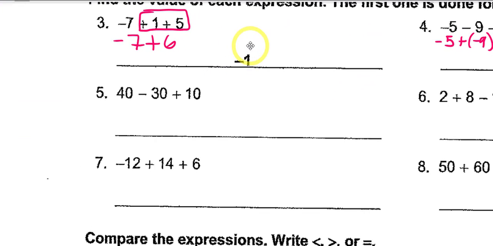Okay, number 5. I see I have a subtraction here, so I'm going to go ahead and change that. 40 plus -30, -30 plus 10. Okay. So I see that I have a +40 and a +10. So if I do those two together first, 40 plus 10 is going to give me a 50. So I just did the 10 and the 40 together. And then I'm going to bring down what's left in the problem. There's a plus -30.